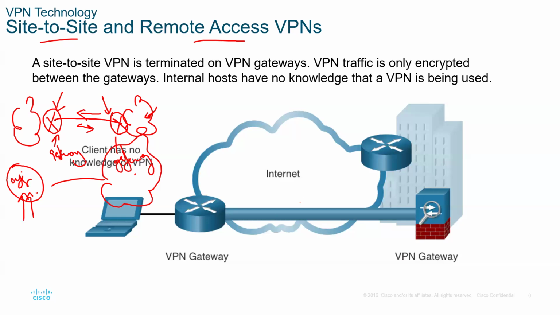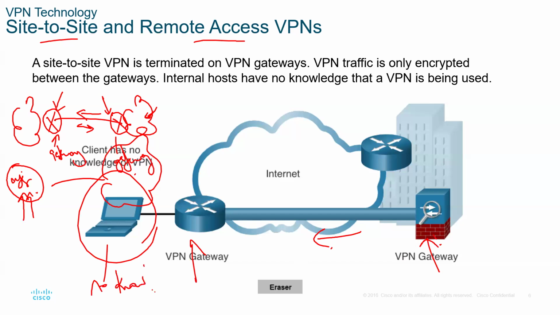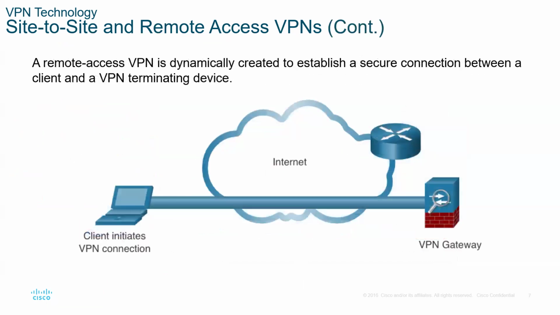In this example, you can see this is a site-to-site VPN because we have a gateway here and a gateway here. The users have no knowledge of the existing setup that provides VPN services. Then, like I was saying, this is remote access, where a client, a user, initiates a VPN connection. That can be either via the web or via an application.